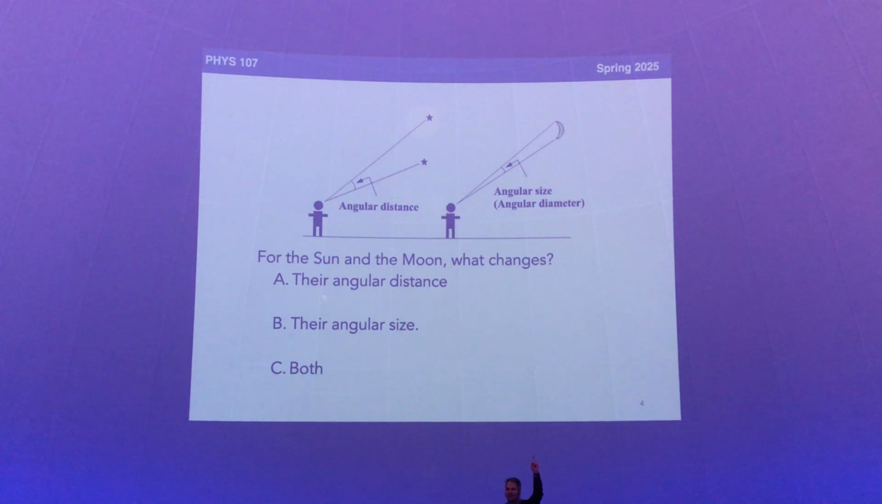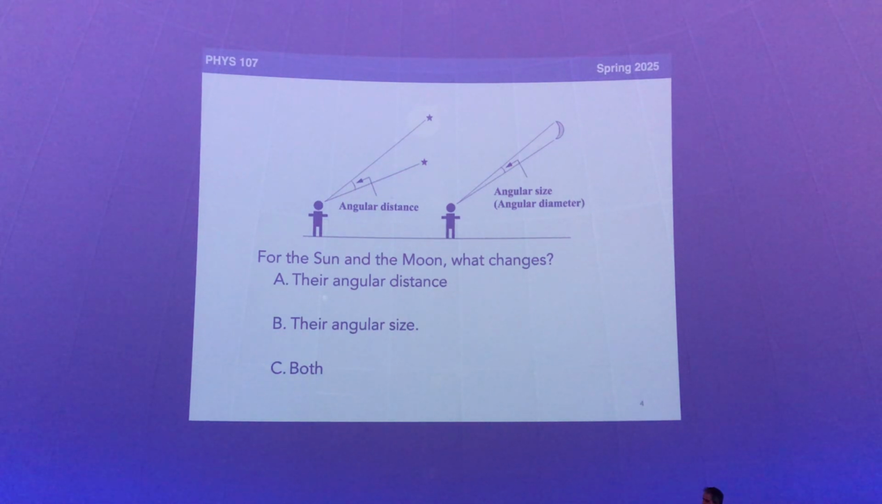Voting in 1, voting in 2, and voting in 3. Okay, some convincing is happening. I'm seeing both angular size and angular distance between the sun and the moon changes. Well, the sun and the moon's angular distance, we saw that on Tuesday, definitely changes, right? A full moon is 180 degrees, or they can be quite close together. So the distance between these two things changes all the time.